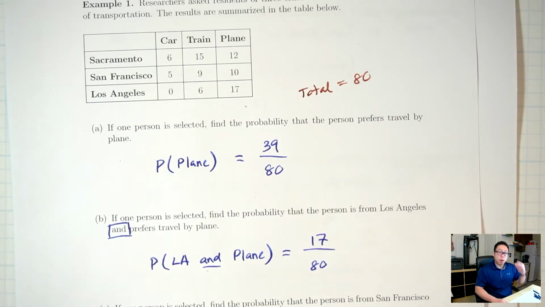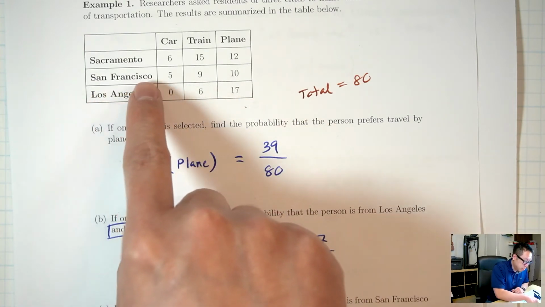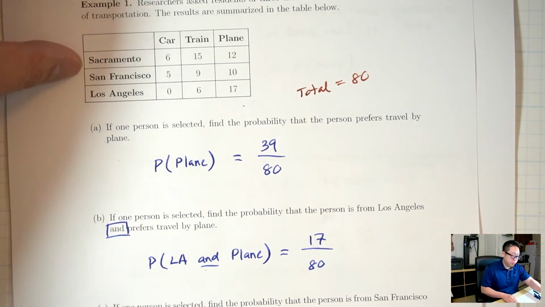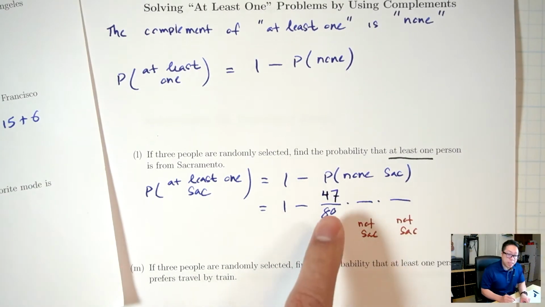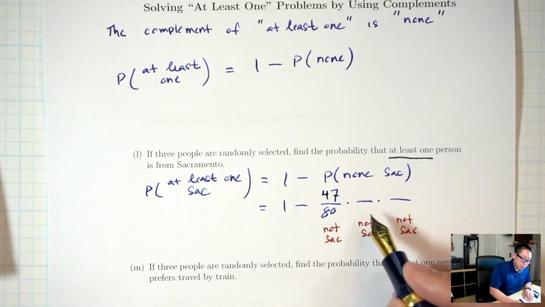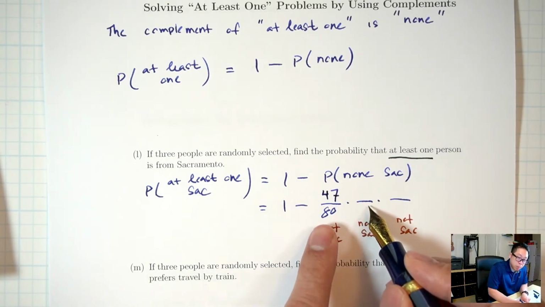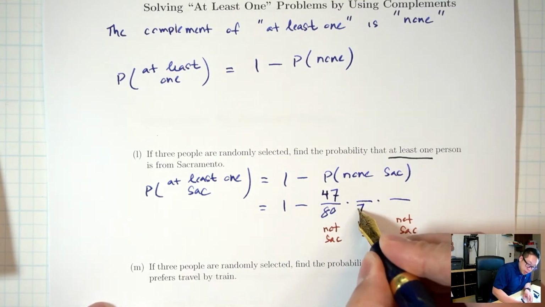And then how many people are not Sacramento? So not Sacramento would be the last 2 rows. So 5, 9, 10. So 5 plus 9 plus 10 plus 0 plus 6 plus 17. And it's 47. So 47 people not from Sacramento. Okay, so that takes care of the first person. Probability that the second person is not from Sacramento, right? So remember, keep in mind that you already have a not Sac person in the first slot. So for the second slot, we're down to 79 people.